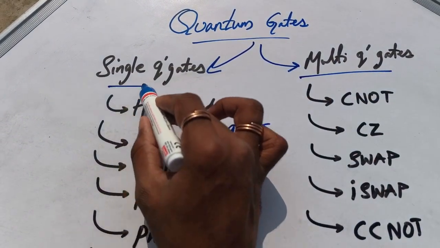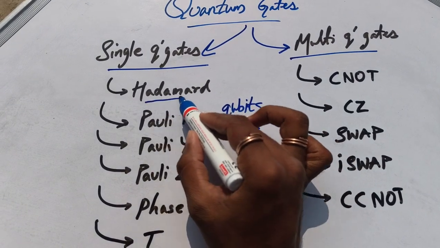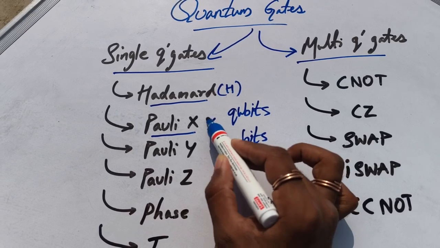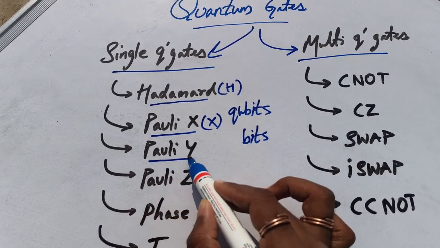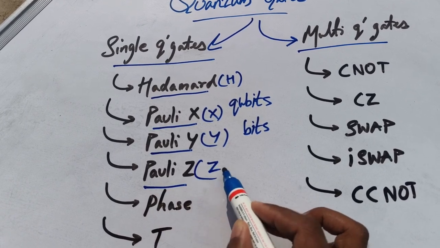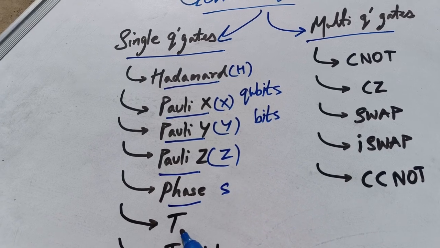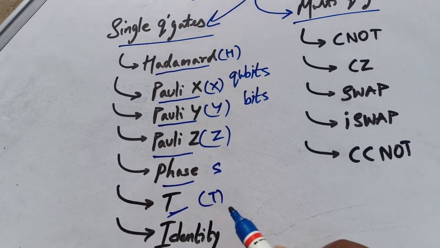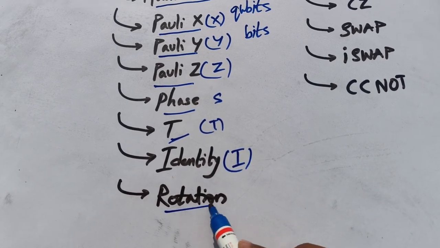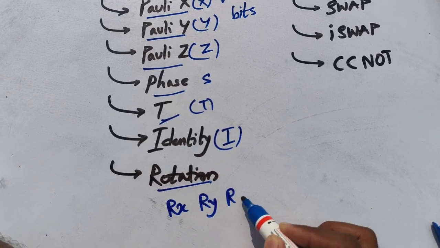quantum gates. So in single quantum gates we have various types of gates, that is we have the Hadamard gate which is denoted by H, we have the Pauli X gate which is denoted by X, we have the Pauli Y gate, it is denoted by Y, we have the Pauli Z gate which is denoted by Z, we have the phase gate that is denoted by S, we have the T gate which is denoted by T, we have the identity gate which is denoted by I, and we have rotation gates which are denoted by Rx, Ry and Rz.